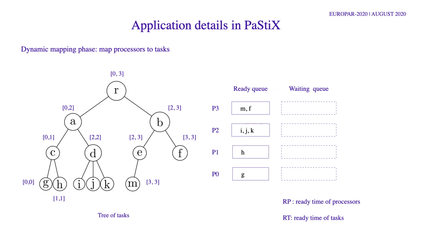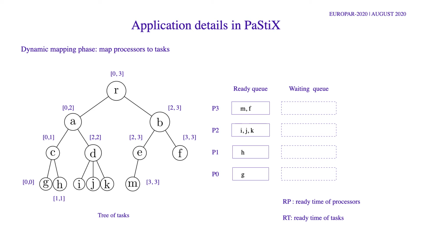Each processor is equipped with 2 priority queues, a ready queue and a waiting queue. The ready queue stores tasks that have received all input files. The waiting queue stores tasks that have received part of their input files. Tasks inside will be sorted by increasing ready time. Since leaves don't have any dependencies, they are in the ready queue at the beginning.